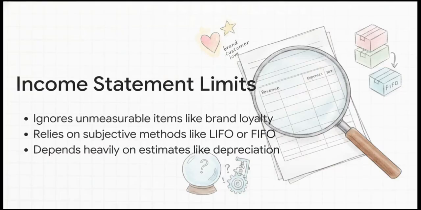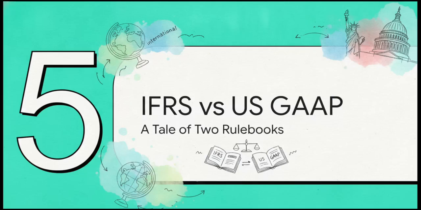Well, no. The reality is that these statements have some massive blind spots. For one, they totally ignore unmeasurable assets. You will never find customer loyalty or brand recognition on an income statement. Second, they rely heavily on subjective choices. Depending on whether management uses the LIFO or FIFO method to count their inventory, the reported profit can look drastically different. Plus, there's a whole lot of guessing involved, like estimating exactly how many years a machine will last just to calculate its depreciation. And that reliance on subjective rules leads us perfectly into Section 5, IFRS versus US GAAP, the fascinating battle of the accounting rulebooks and how they literally dictate the daily reality we see.